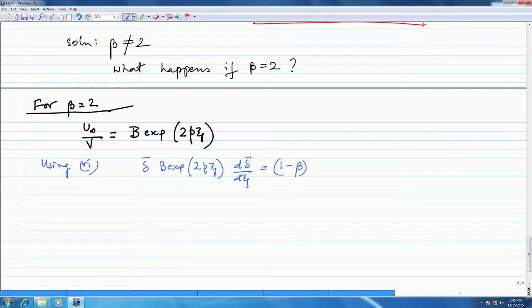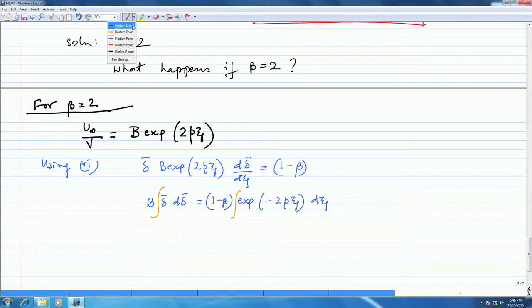Let me do a couple of steps, and slowly you should get a hang of completing these derivations. I will also post this again on the website, so I'll skip a couple of steps. So b delta bar d delta bar is equal to 1 minus beta, exponential minus 2p zeta. I'm just rearranging the terms, hopefully this is easy to understand. Now I will take the integral, taking the constants out.